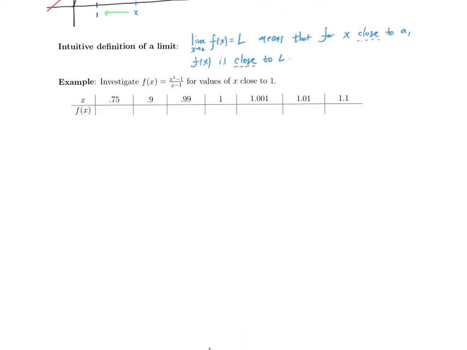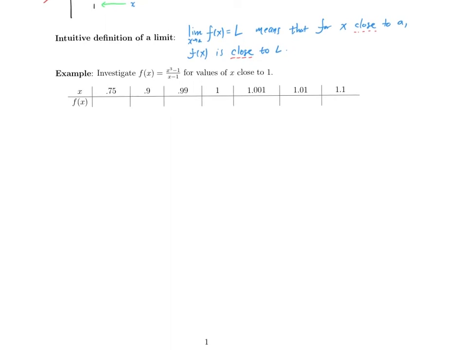So for the function f(x) equals x cubed minus 1 over x minus 1, let's just fill in this table of values to see if we can figure out what happens when x is close to 1. And the first thing I'm going to do is go ahead and note we cannot plug 1 into this function. This function is undefined. There is no output at 1. But don't worry, because we never said above that x has to be equal to a, just that it needs to be close to a.